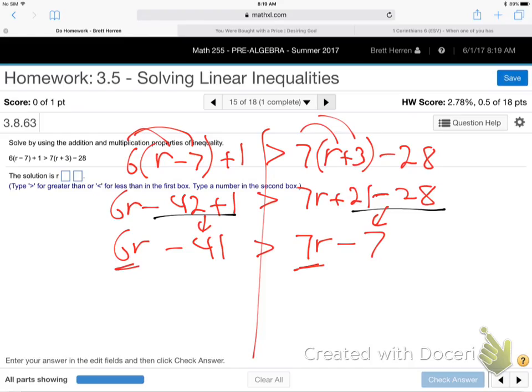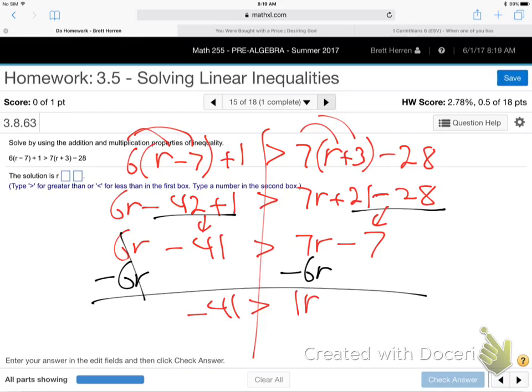We get rid of the lower one. We do the opposite of the lower one. So which one's lower? 6r. So the opposite would be minus 6r. So I take that action to both sides and draw my line and show the result. See what I'm doing there? I did the opposite on both sides. So that cancels. And then I have minus 41. This is 1r. 7r minus 6r is 1r.